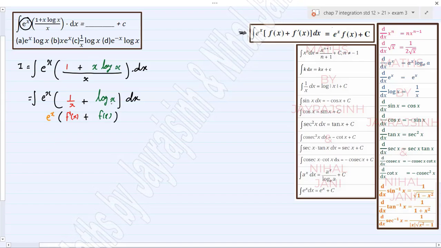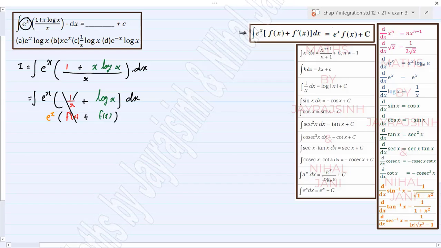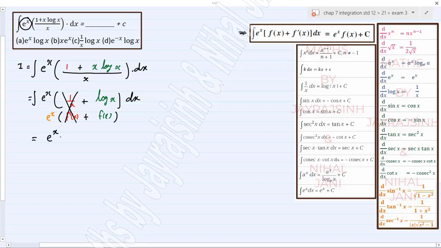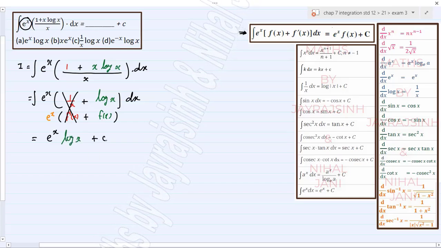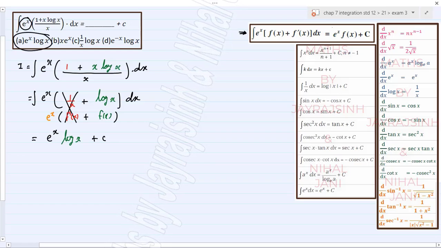Now as we know, to integrate this form, we just have to ignore f dash x and your integration is done. So your answer is e raised to x f(x), or we can say e raised to x log x plus c, which is given in option A. Ta-da!